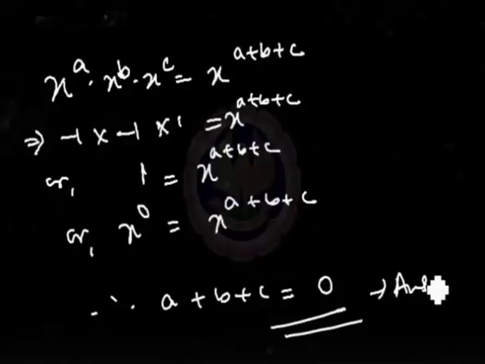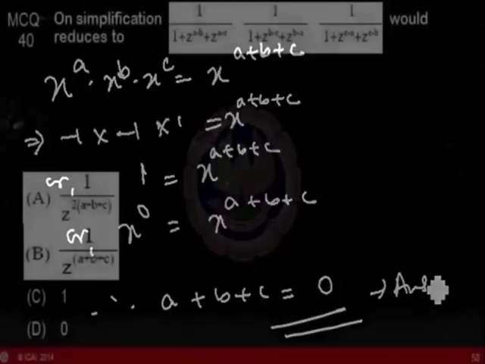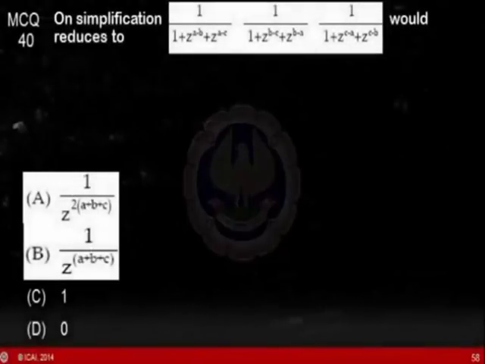So then you'll know that the option a plus b plus c is equal to 0 is the correct answer. So now let's move on to the next question, MCQ 40.